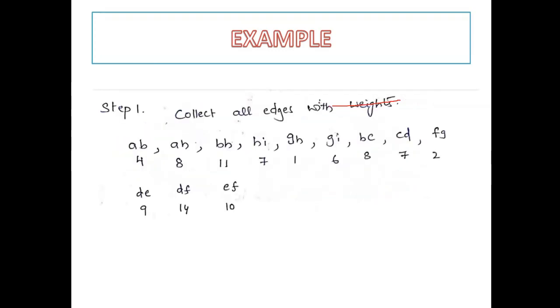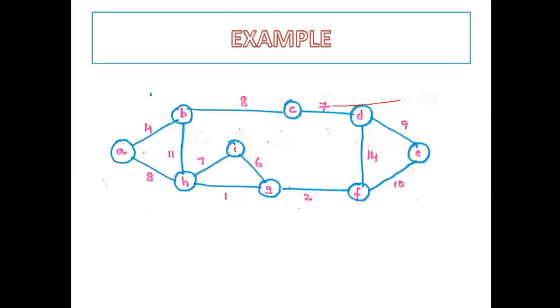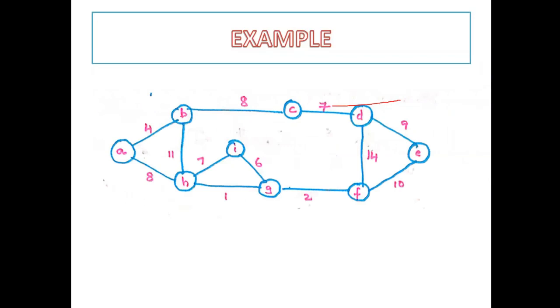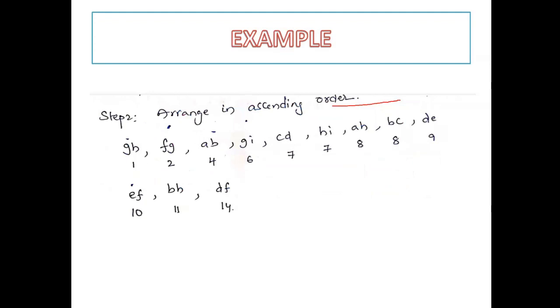And now what does step 1 say? We have to collect all the edges with weights. You can see AB is an edge with weight 4. Then AH, BH, HI, GH, GI, BC, CD, FG, DE, DF, and EF. These are the different edges we find from this particular graph. Now what does the second step say? We have to arrange all these edges collected in step 1 in ascending order. By arranging all the elements in ascending order, the smaller weights come first, and the maximum weight comes last.